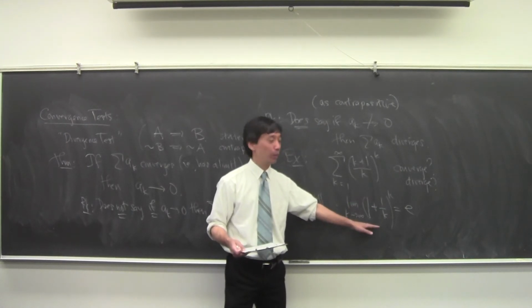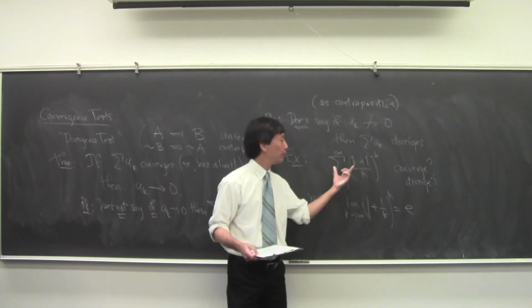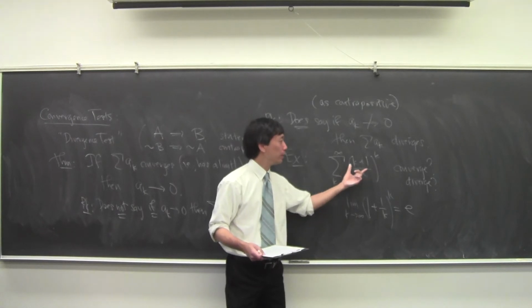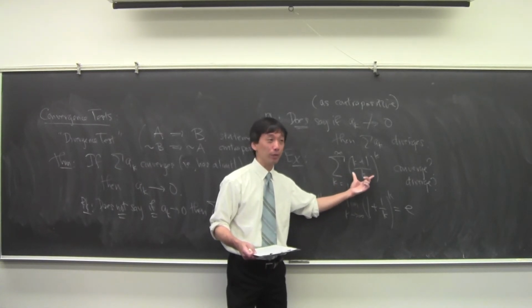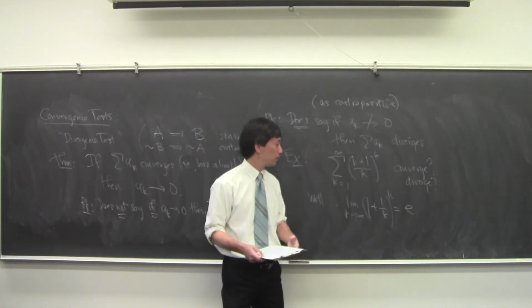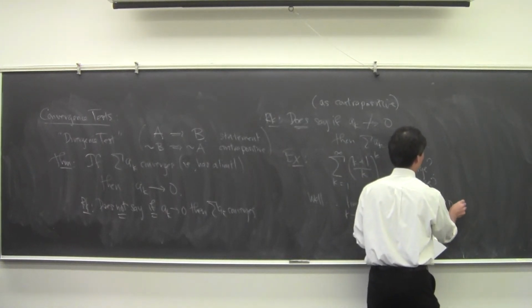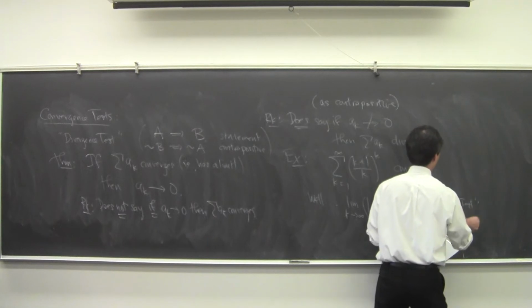We saw this earlier. The limit of the terms goes to E, and so we know this thing diverges. If it converged, these things should go to 0, but they don't go to 0, they go to E, so it diverges. So by the divergence test, it diverges.